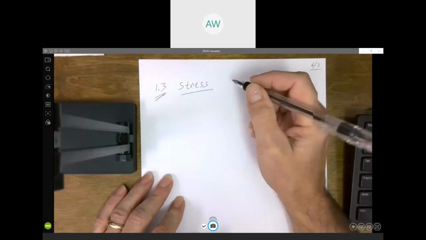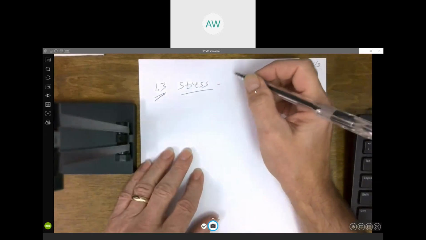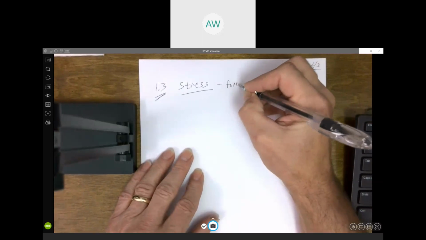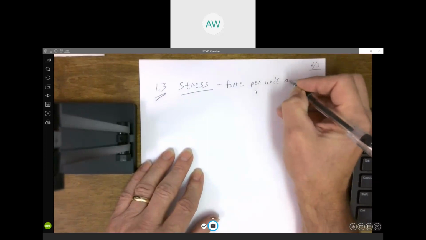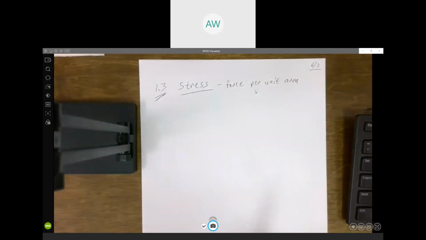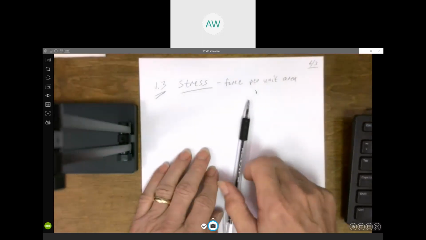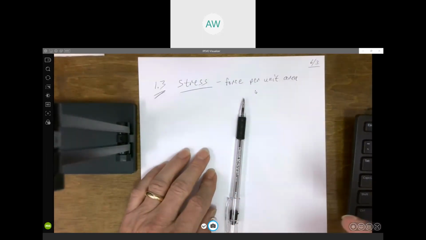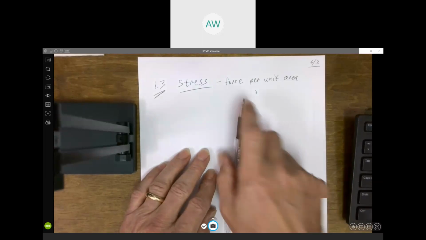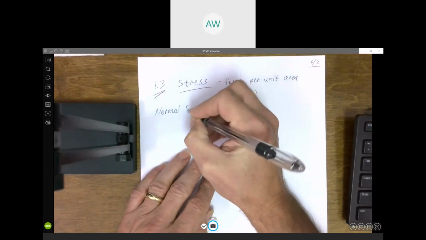And first, just a real general definition: when we refer to stress in mechanics of materials, we're talking about force per unit area. So it's a force acting over an area. It might sound very similar to pressure, and in a way it kind of is. And we're going to define two particular kinds of stresses. First, what we call normal stress.